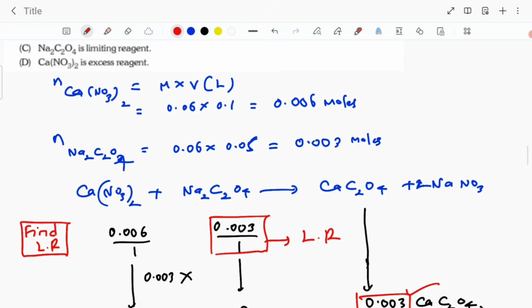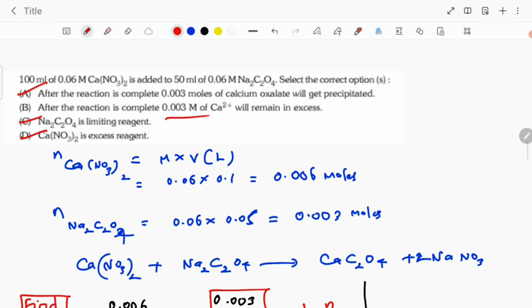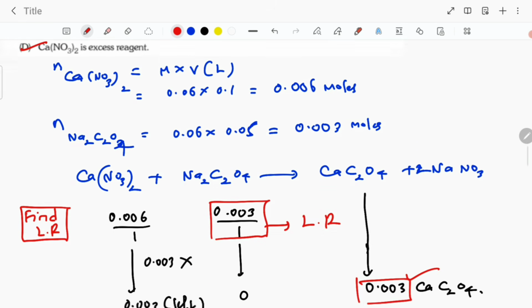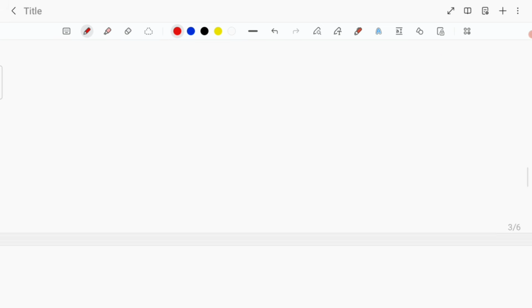Option C: Na2C2O4 is the limiting reagent and Ca(NO3)2 is the excess reagent. Yes, it is correct. So after knowing all these values, A, C, D are correct, because option B is not satisfied. They mentioned 0.003 molar Ca+2, but here you see 0.02 molar Ca(NO3)2 is present. Next question.